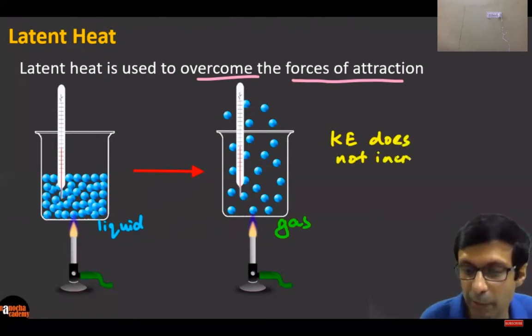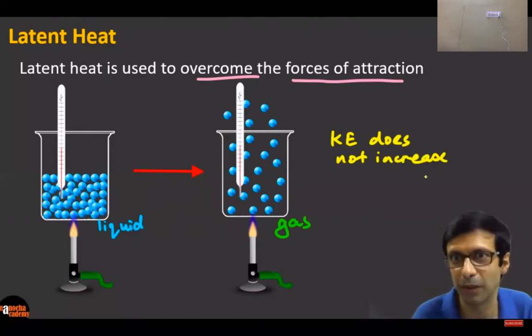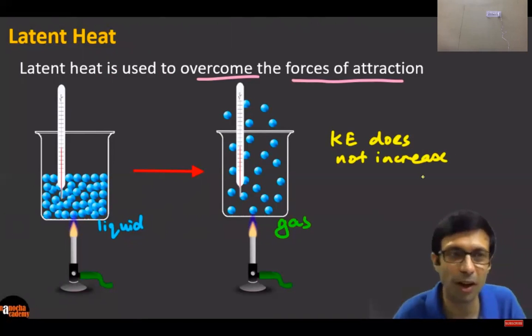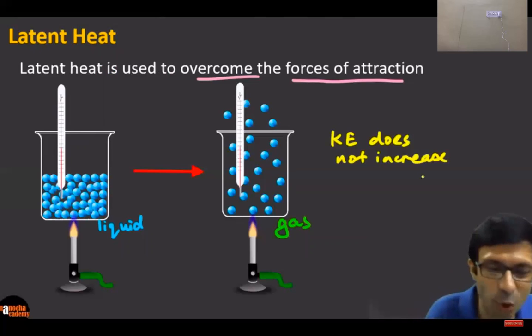And that's why there's no rise in temperature, right? Kinetic energy does not increase. All the energy is spent in changing the state, to overcome the force of attraction. Clear? And that is why this is known as latent heat, right? So why this term latent heat?